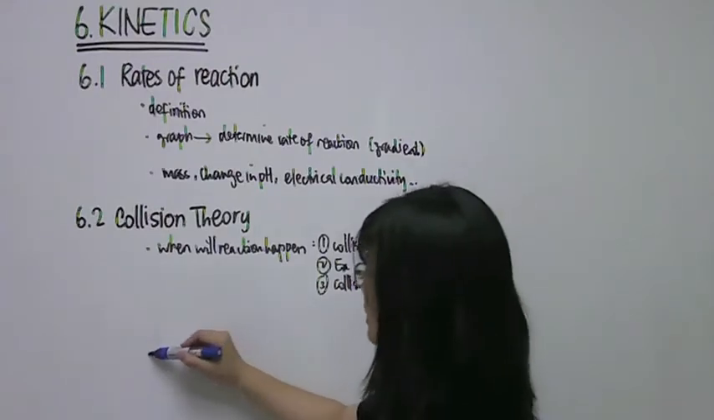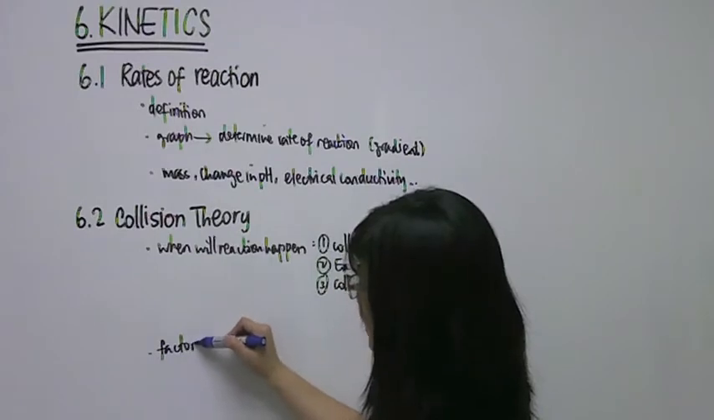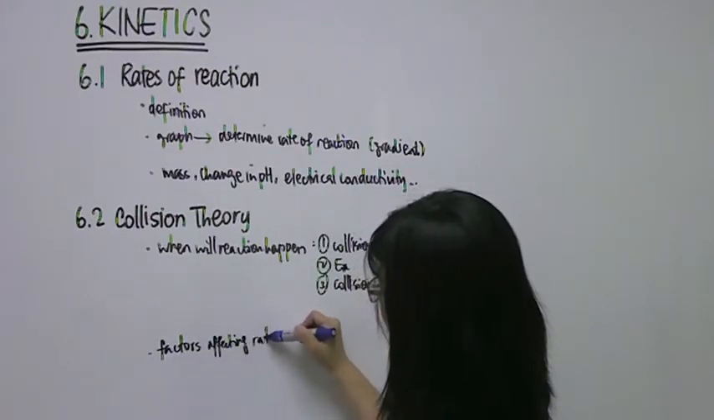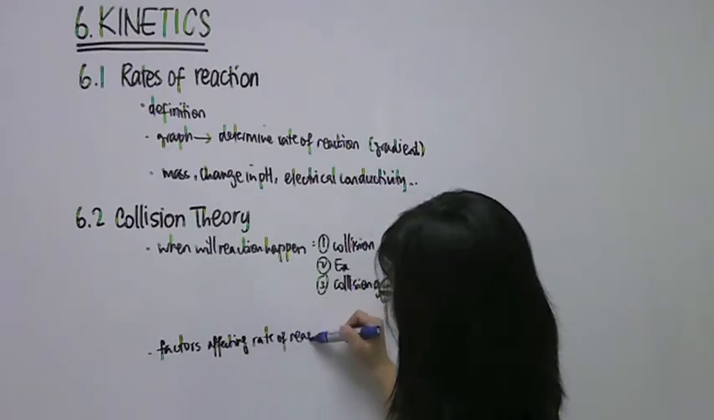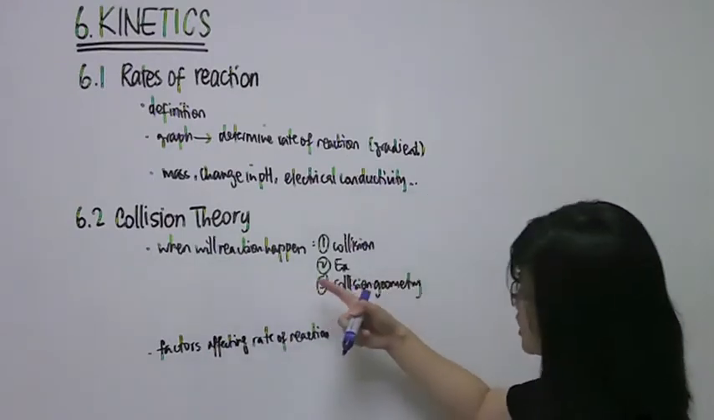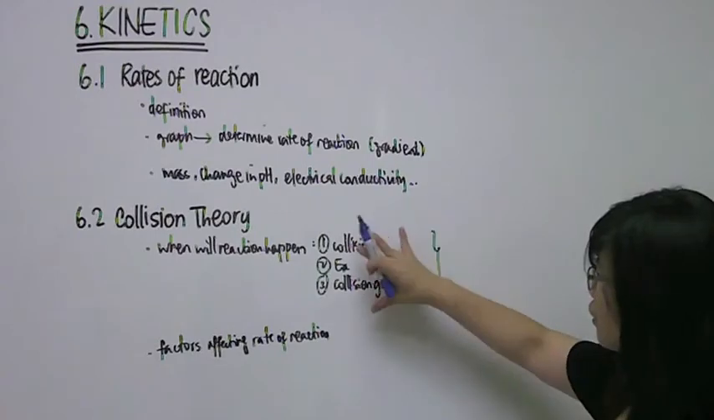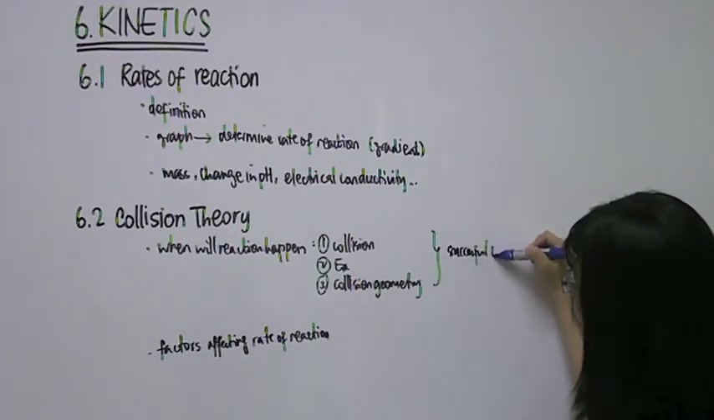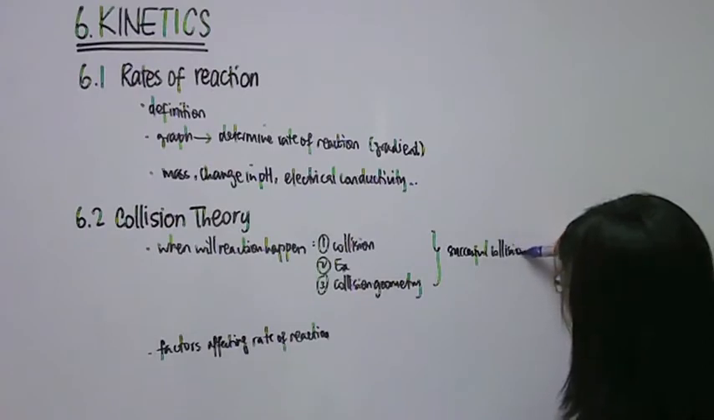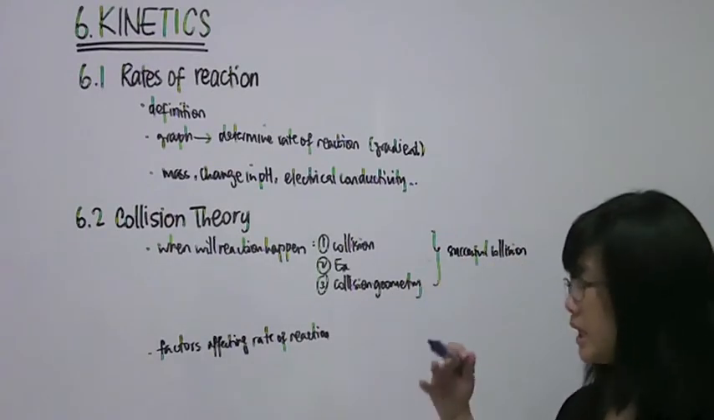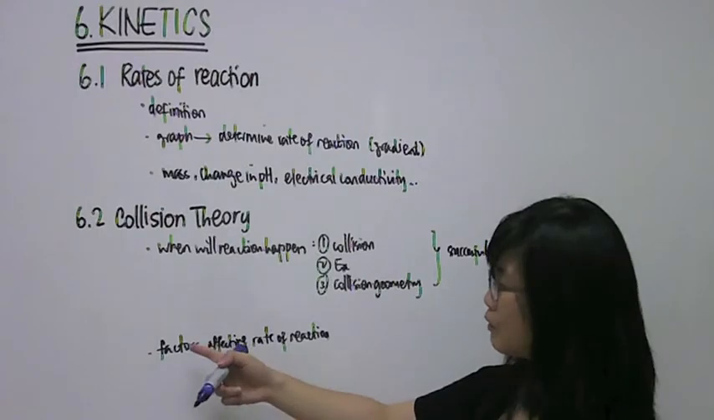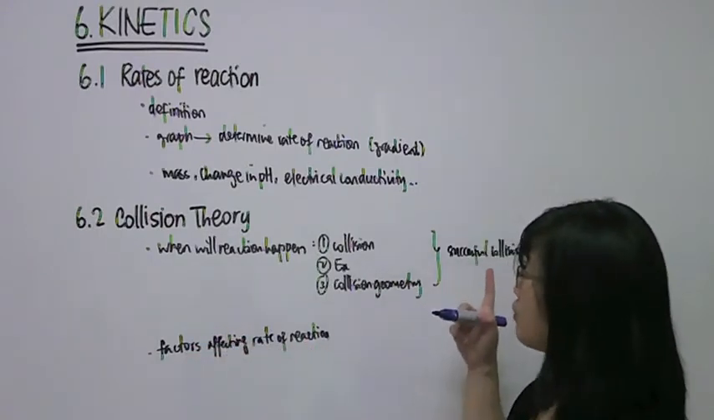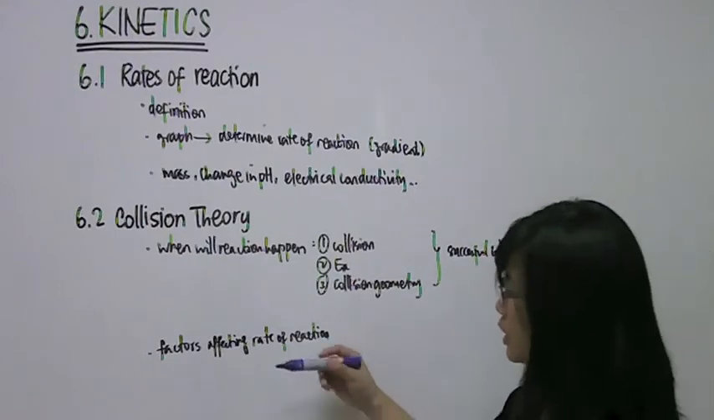And then you will need to explain about factors affecting rate of reaction. So a collision that fulfills all these three conditions will be called a successful collision. Because a successful collision will result in a reaction, the factors that are affecting rate of reaction will be factors that are affecting the frequency of successful collision.